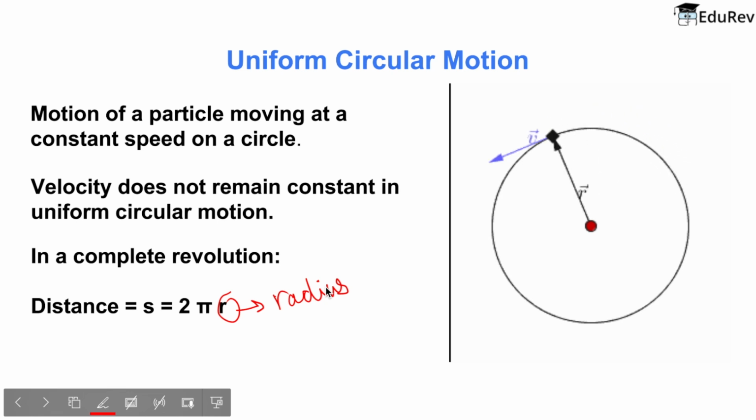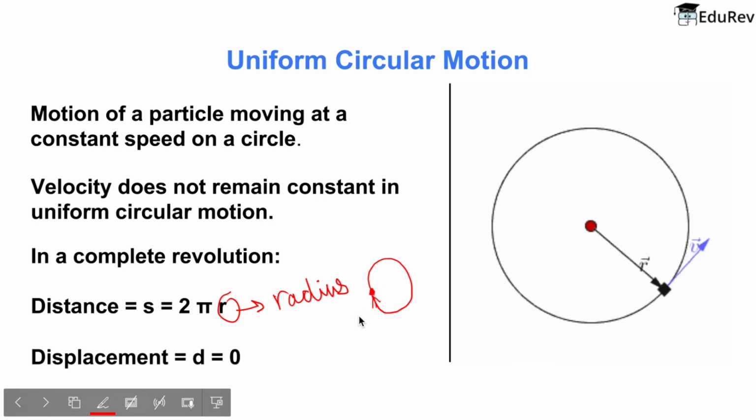And what will be the displacement? Think of it for a second. When I first told you about the definition of displacement, it was the shortest distance between the initial and the final position of a particle. But if we take a complete revolution, and we started from here and again reached here, our initial and final position would become the same, and the difference would be zero, because that's the shortest path. Thus, the displacement in a complete revolution is zero.